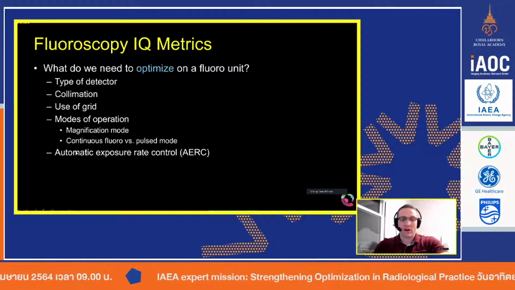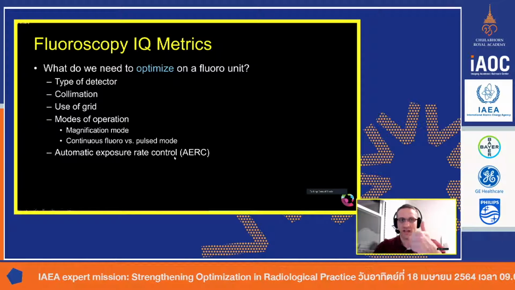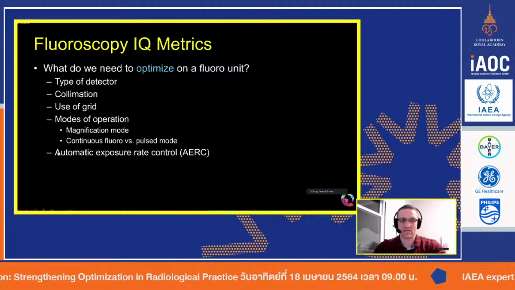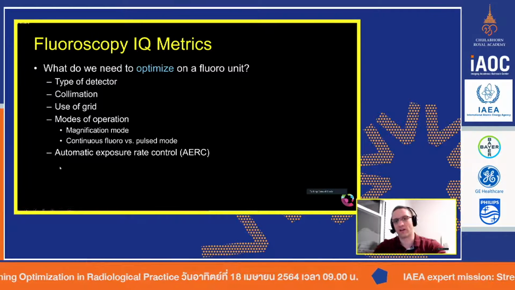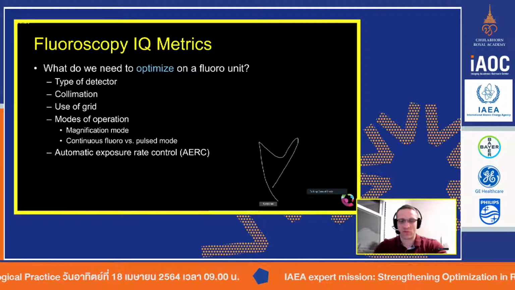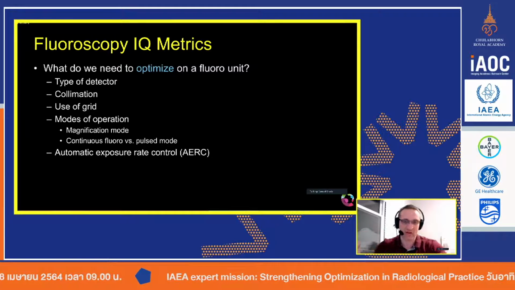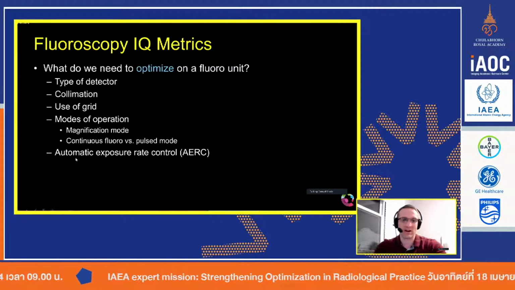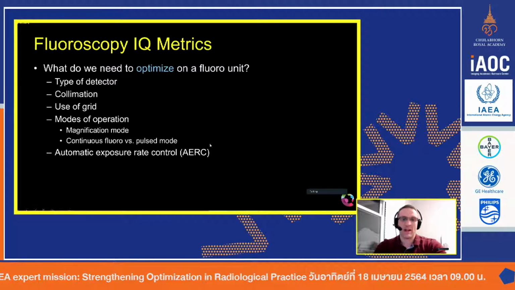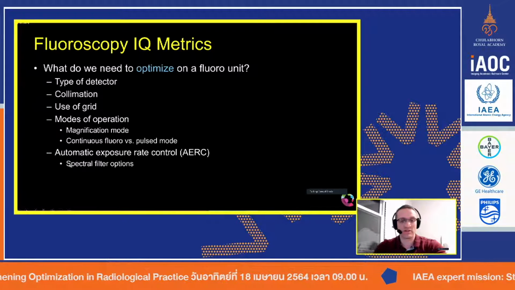And then we're going to talk about how the system controls the kV and the mA. The system itself, we used to call it the auto brightness control, ABC. That's kind of an older acronym. The more modern acronym is the automatic exposure rate control, or the AERC. And this will be directly affected by the type of filtration used in the system.